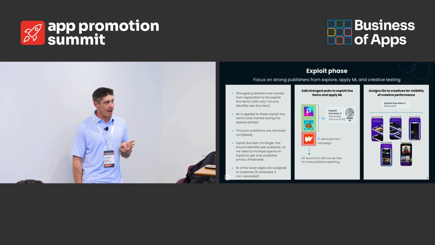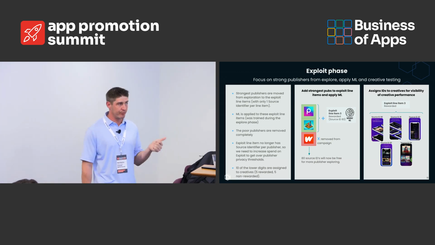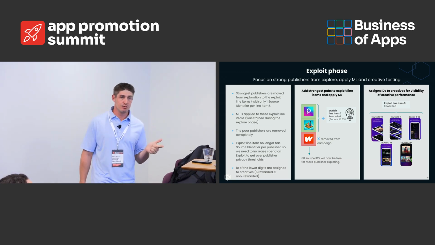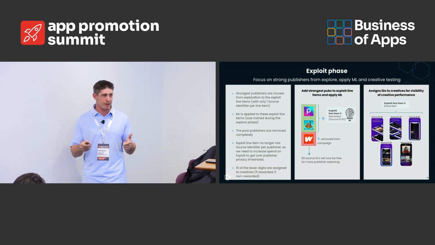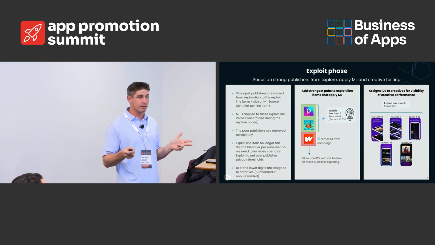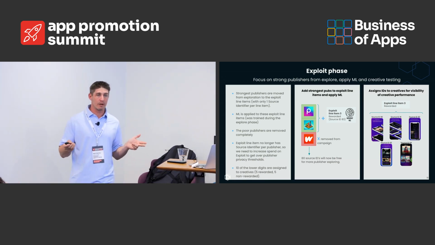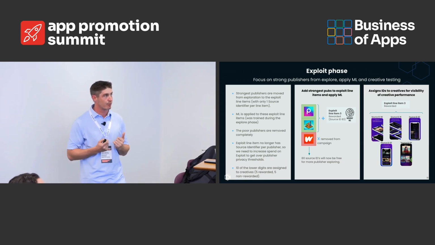One of 3 things is going to happen in our exploit phase. 1, we're going to have a group of publisher apps that just don't work, that we remove from the campaign altogether. 2, we're going to have some apps that are on the fence that we need some more data from, so we're going to leave them in exploration mode. Or 3, we're going to have apps that perform really well, that have enough data, that we know are working, so we can then move them to exploit, because we know that they're good performing.